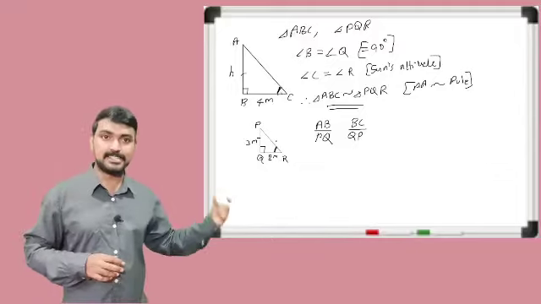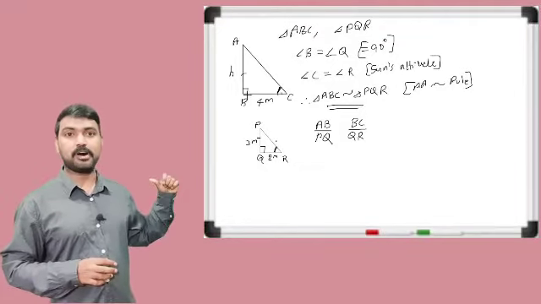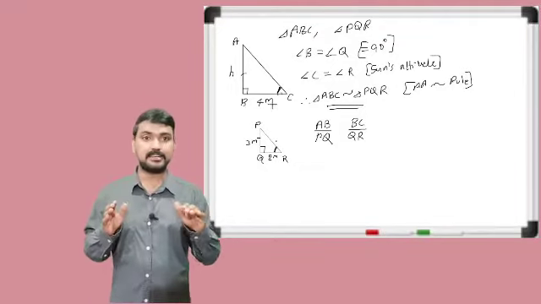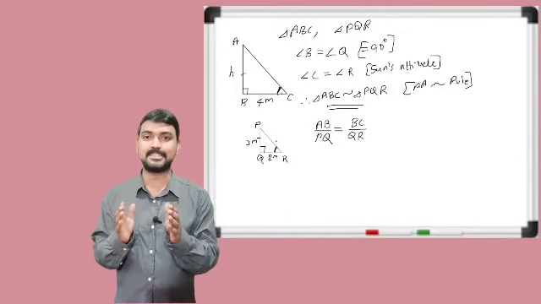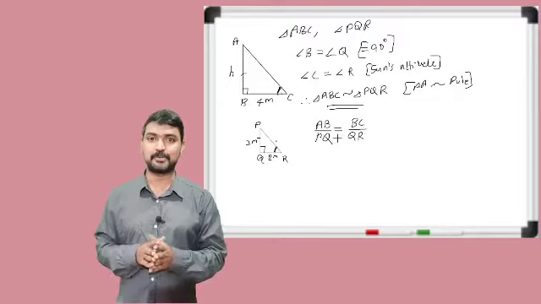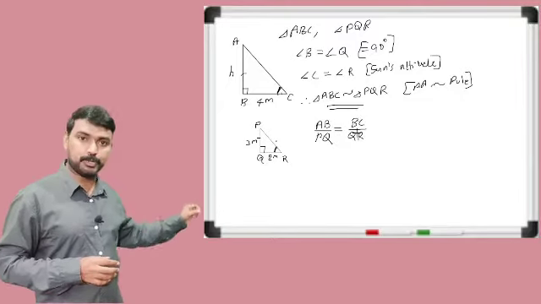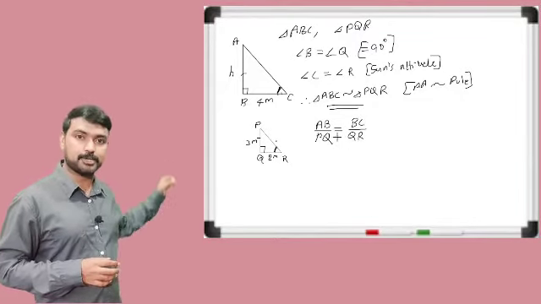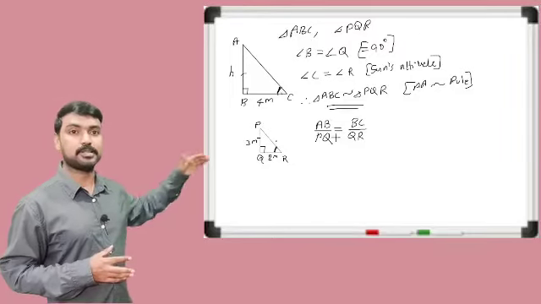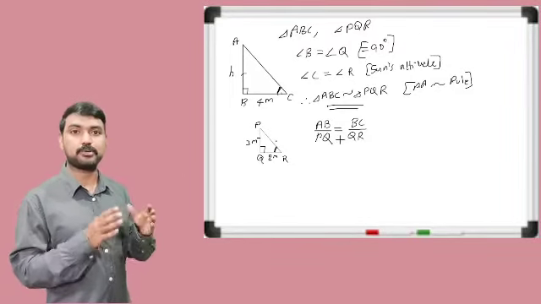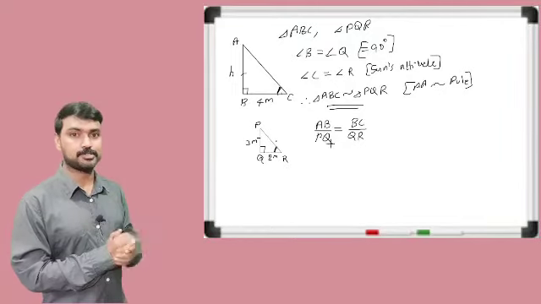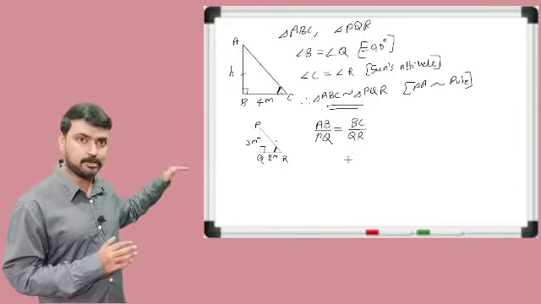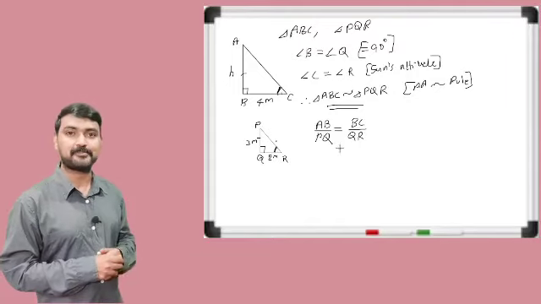Here ABC is similar to PQR. Then we know that their sides are in the same ratio. Same ratio is also known as proportional. So AB by PQ is one ratio, and BC by QR is the second ratio. So these two ratios are equal. We call them proportional. So AB by PQ is equal to BC by QR.